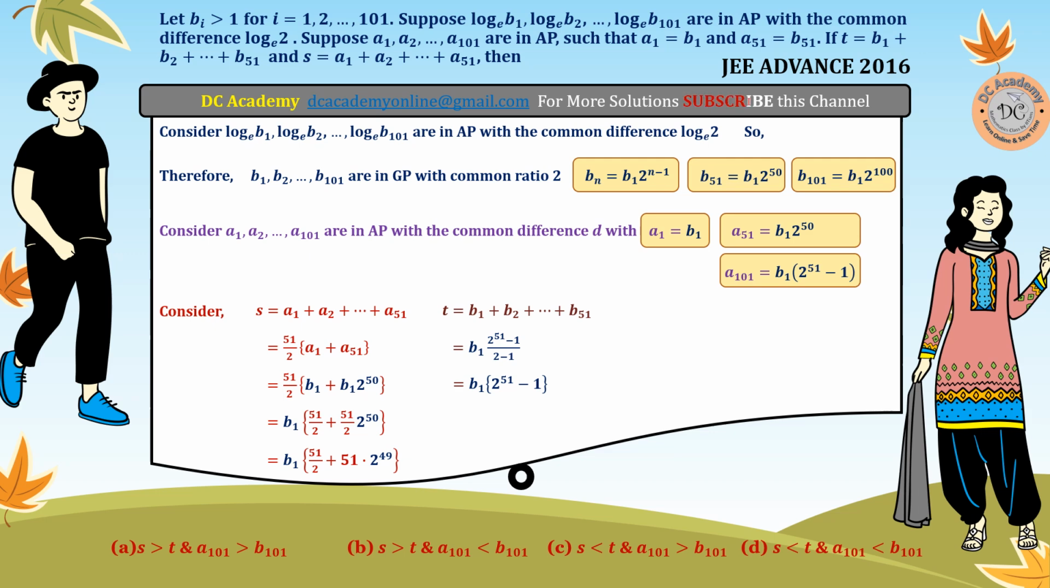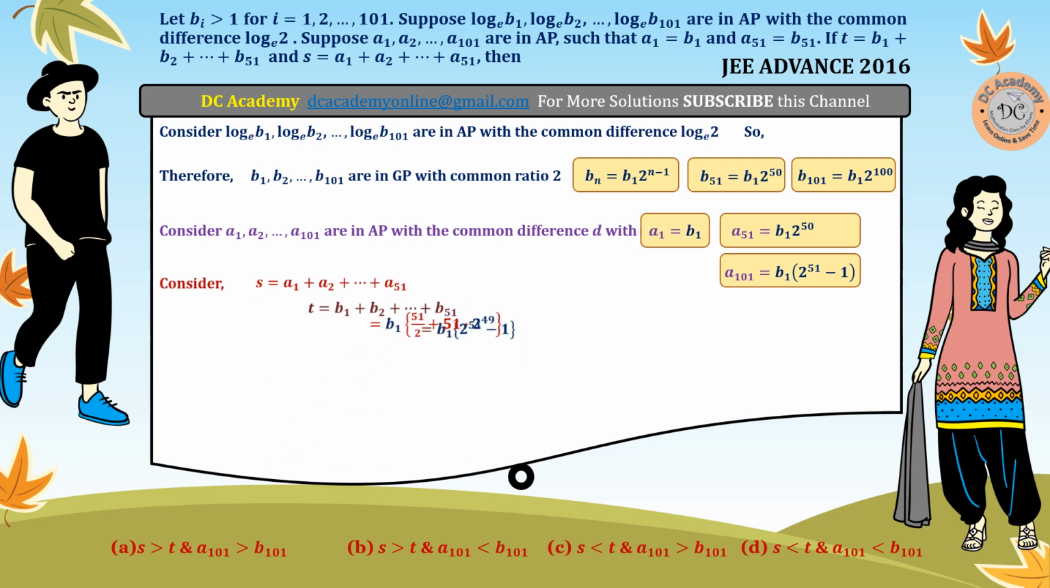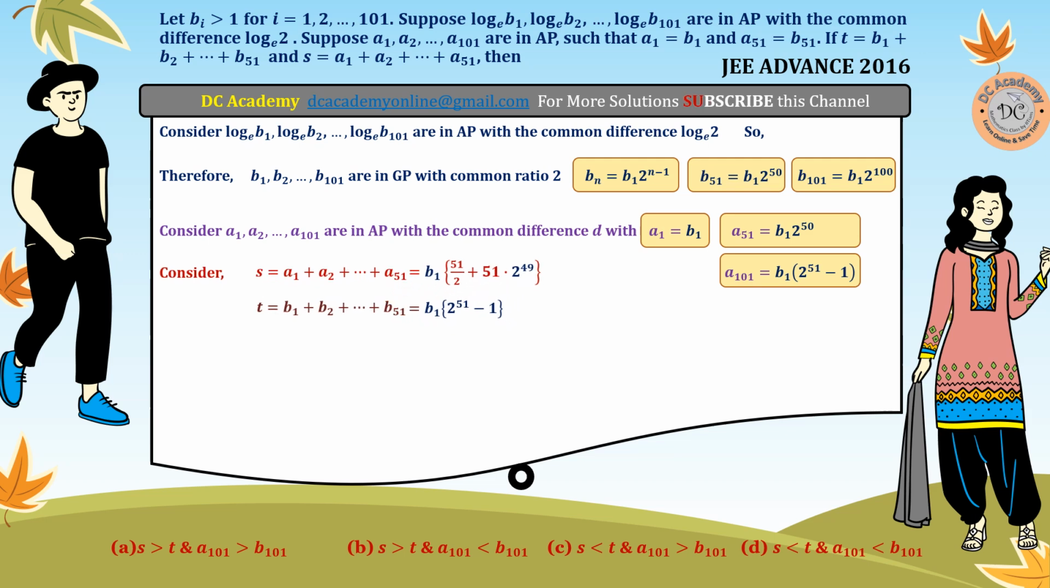So let's go ahead and analyze which options are correct. Notice that we already obtained the values of S and T. Now we need to find out which is greater, S or T. So we need to find the subtraction S minus T, the difference between S and T. Here B1 can be taken common.